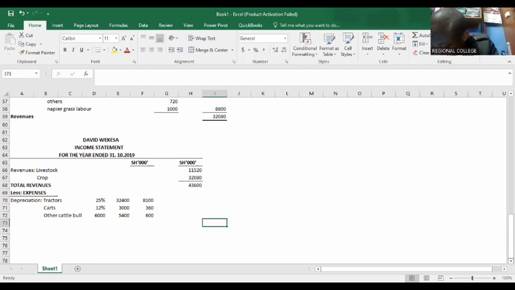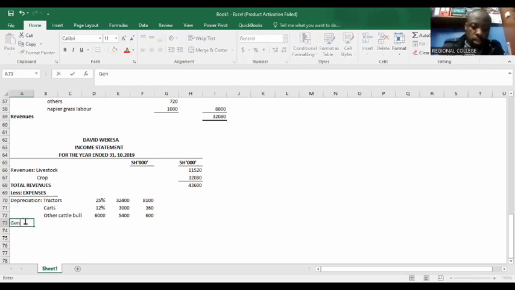Then in additional information, I don't see any. Can you go to the trial balance? Are you able to see something written in general expenses? It is general expenses of 10,800. And it is only that one. So how much is the total expenses?